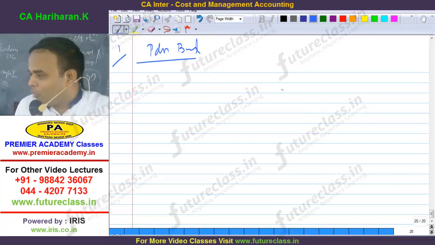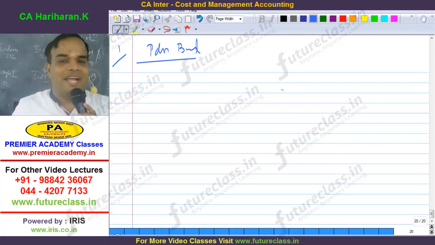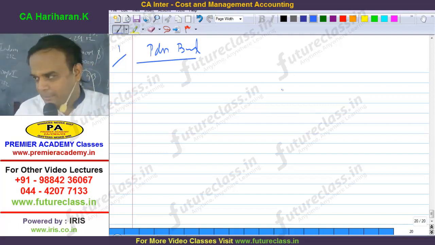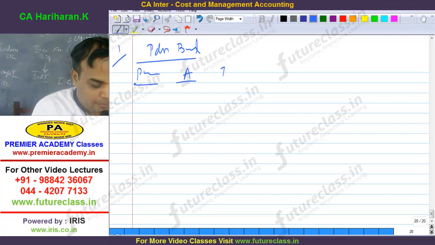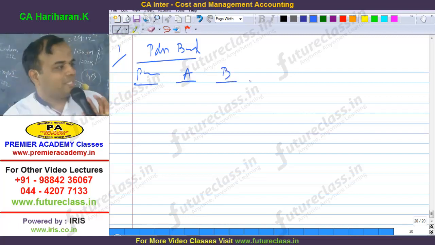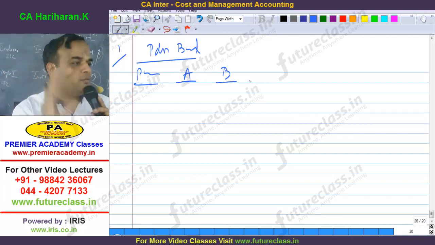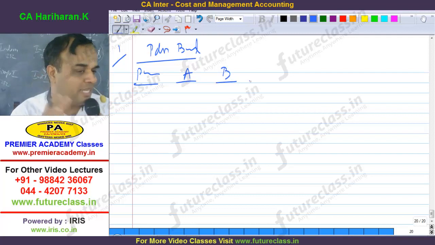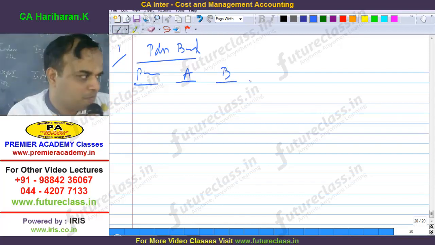Aparna, go through the question. How many finished goods are there? Keep on responding so that you will be very active. How many finished goods are there? 2. What are they? Particulars A and B. Therefore, information with respect to A and B alone you have to see. That's all. You don't get confused by the length of the question. Production is only for the 2 products. 2 finished goods are produced. Clear? Now, what plus what minus what is equal to production?